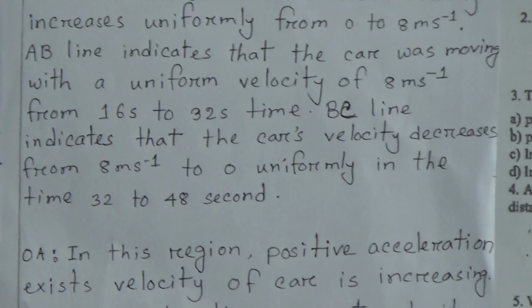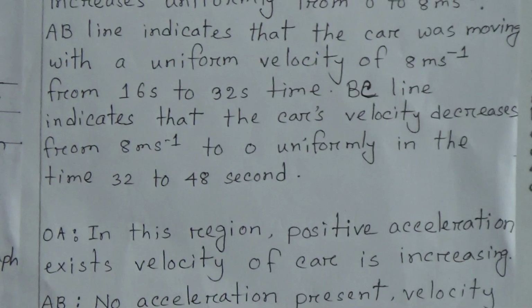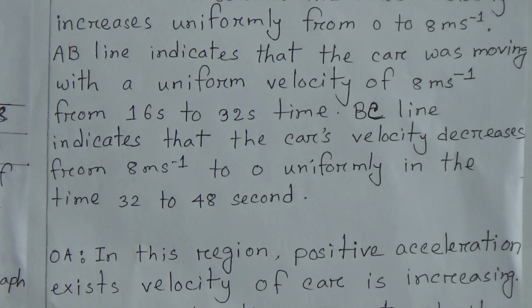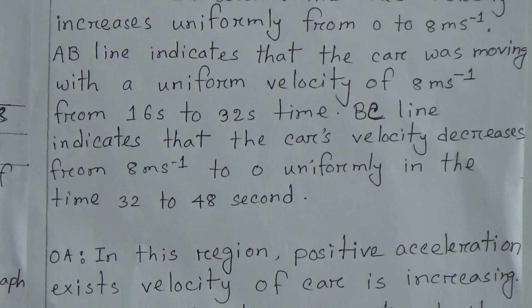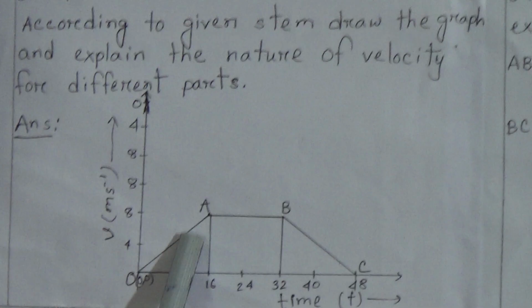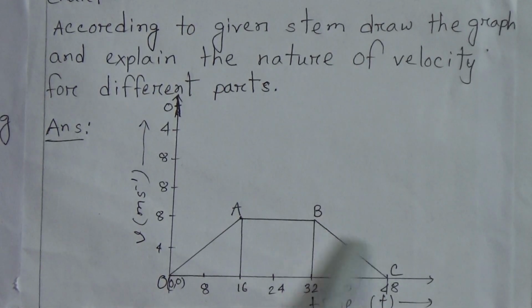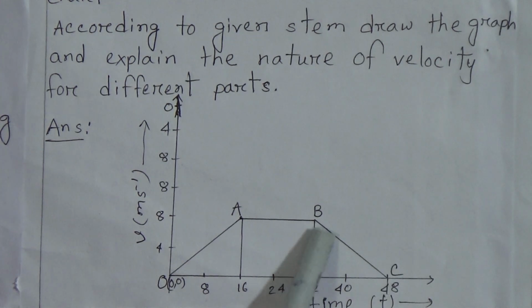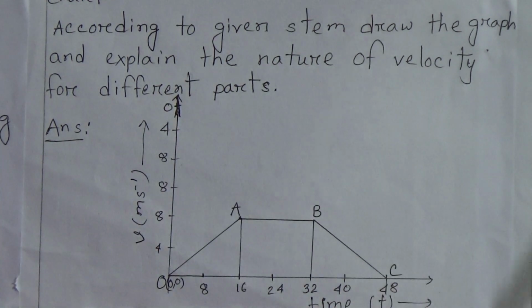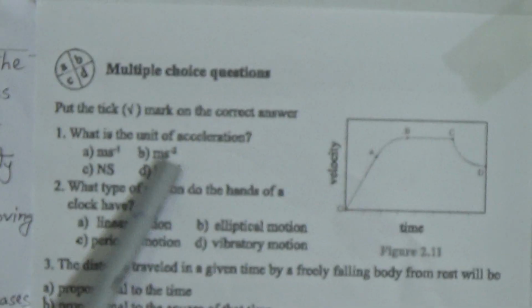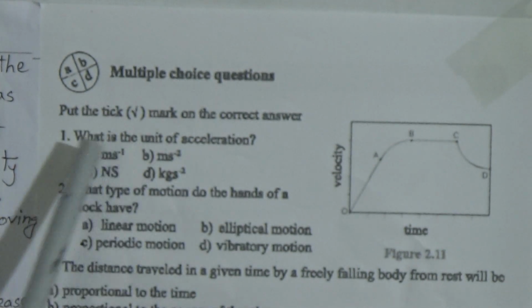My dear students, that means in the region where positive acceleration exists, the velocity of the car is increasing. On the AB line, no acceleration is present, that means the velocity remains uniform, and the BC line indicates negative acceleration. That means deceleration occurs in the decreasing velocity. Now come to solve the exercise.